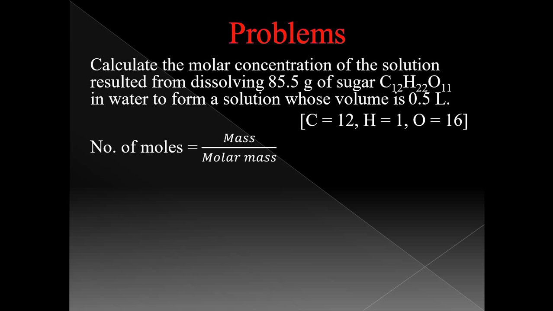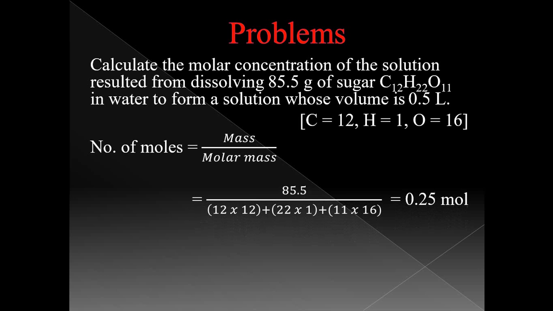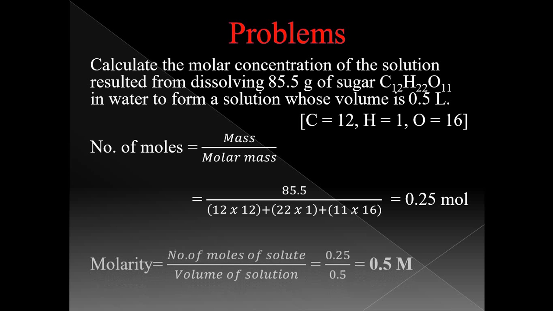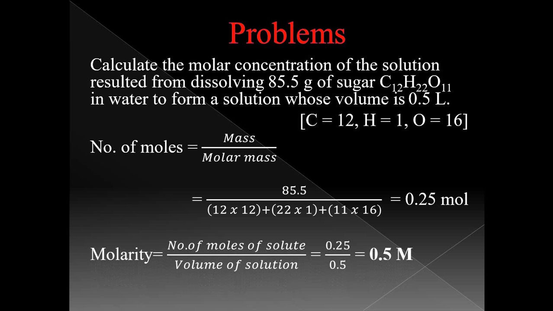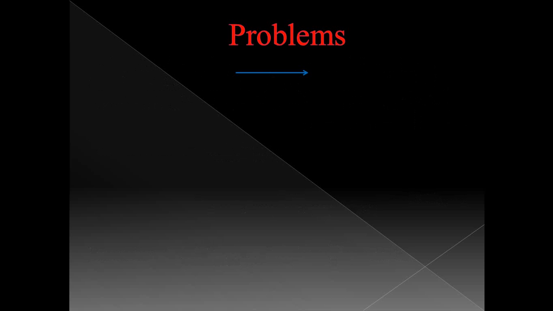So we can calculate the molar mass of sugar, which is 12 carbon atoms plus 22 hydrogen atoms plus 11 oxygen atoms multiplied by each atomic mass, of course. Okay, by dividing 85.5, which is the mass, we can find that the number of moles of sugar is 0.25 mole, and by dividing that by the volume of the solution, which is 0.5 liter, we can conclude that the concentration is 0.5 molar solution. Okay.